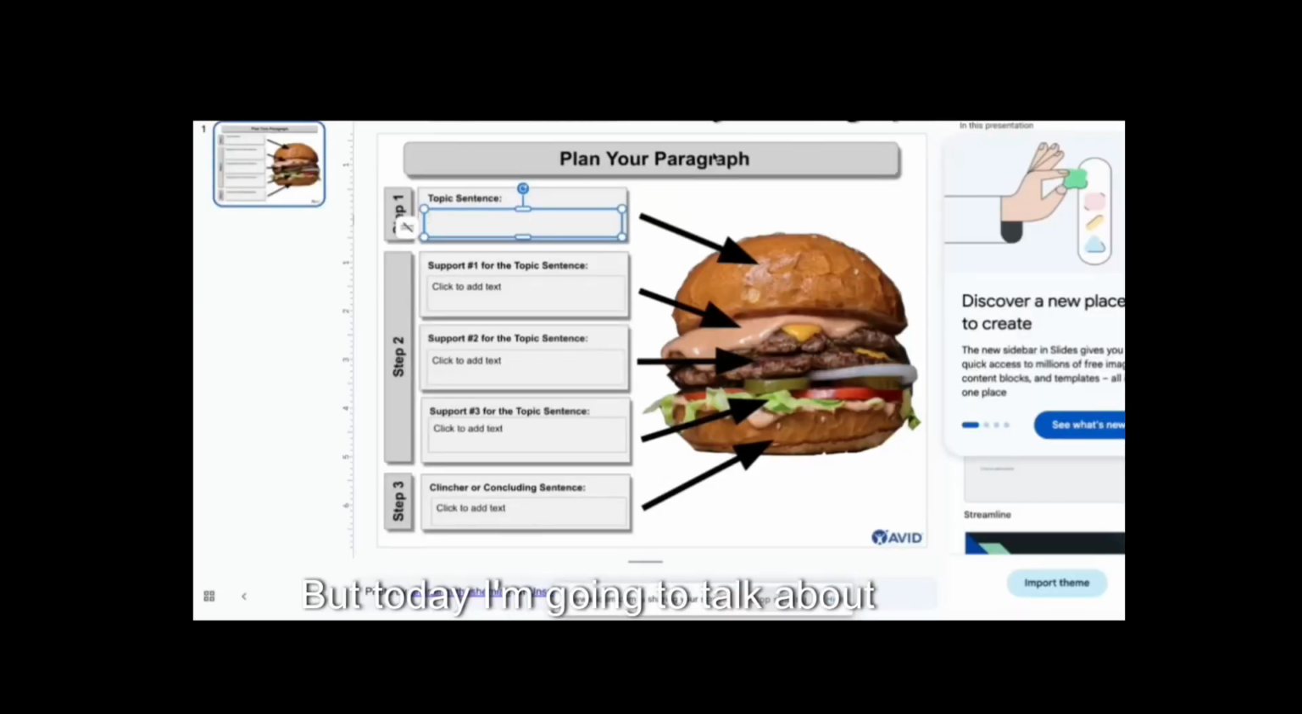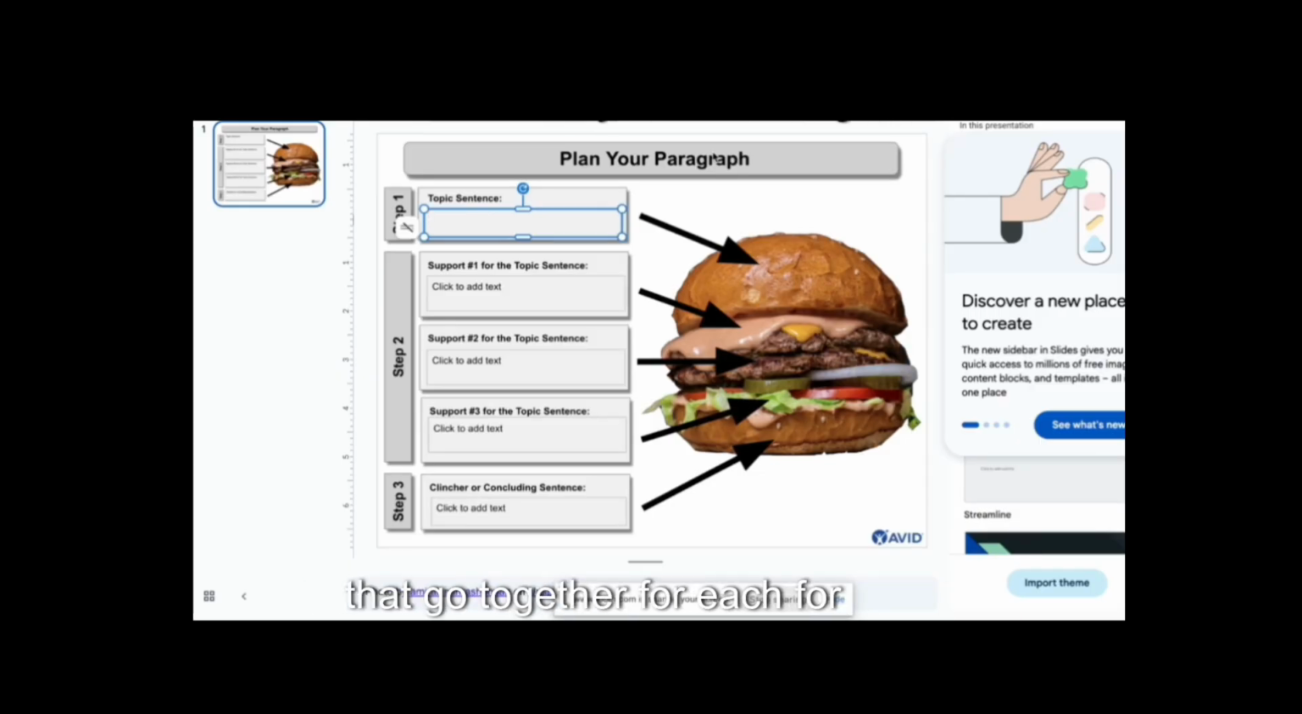The Paragraph Hamburger. This is a very classic graphic organizer. I did it when I was in school, and I remember my English teacher saying that she learned it when she was in school, so it's been around quite a while. The Paragraph Hamburger is a way to plan your paragraph. A paragraph is the 5 to 7 sentences that go together for each part of your writing.